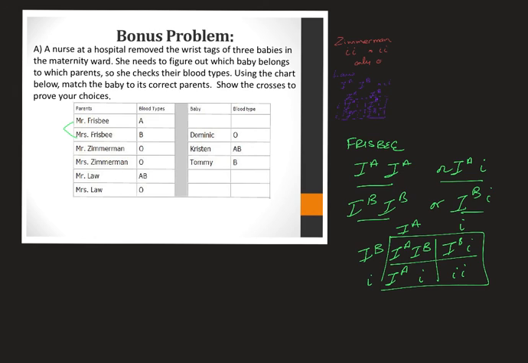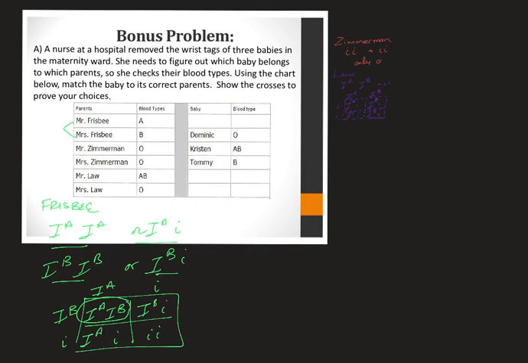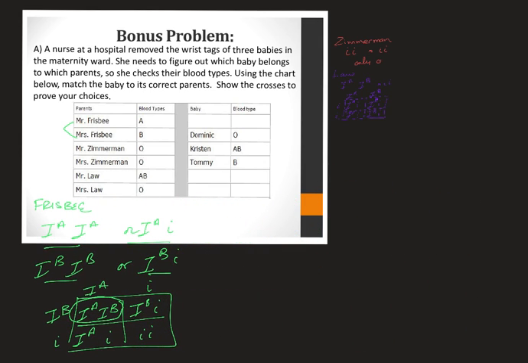So we're going to leave the Frisbees for now, but right now they seem to be the only ones that are able to produce this AB. I just want to leave that to the side, but because they could produce a blood type O, they also can produce a blood type B. We're just going to leave the Frisbees off to the side, and let's take a look at the Zimmermans.